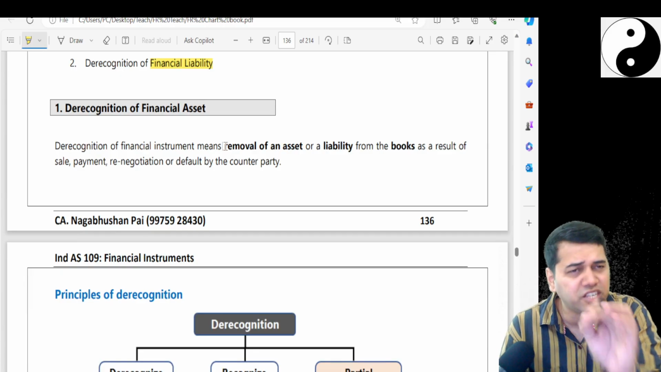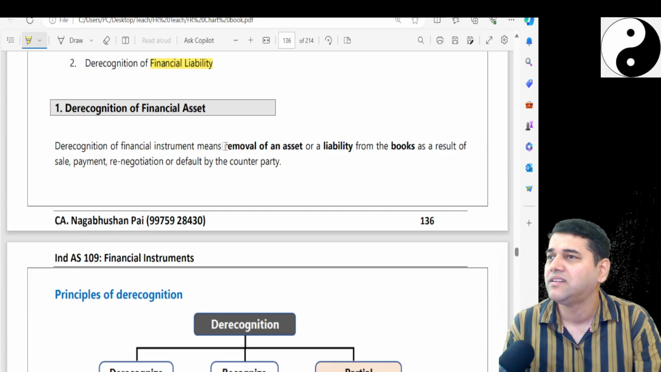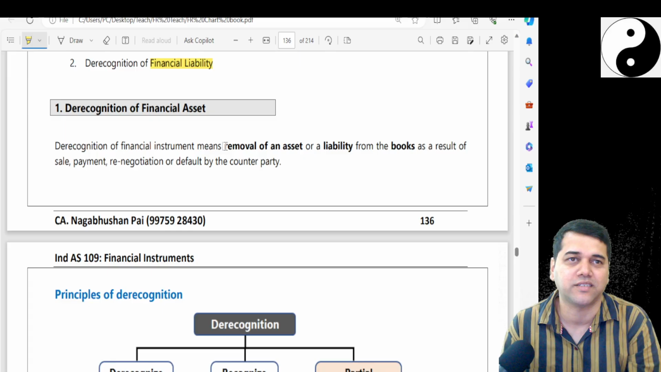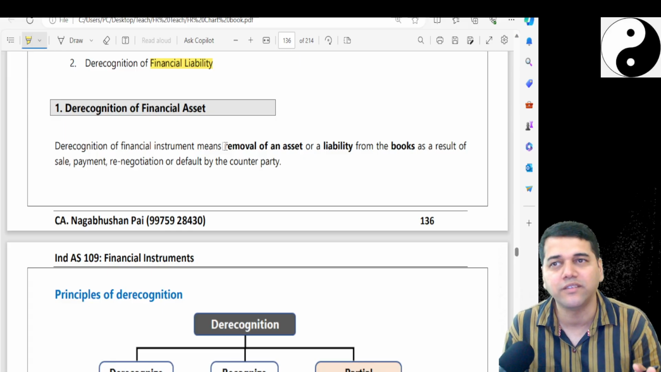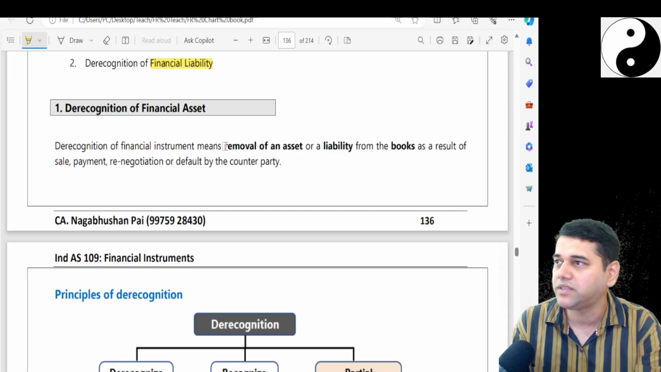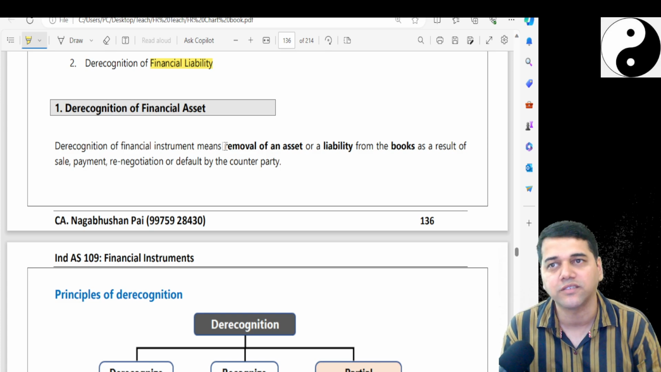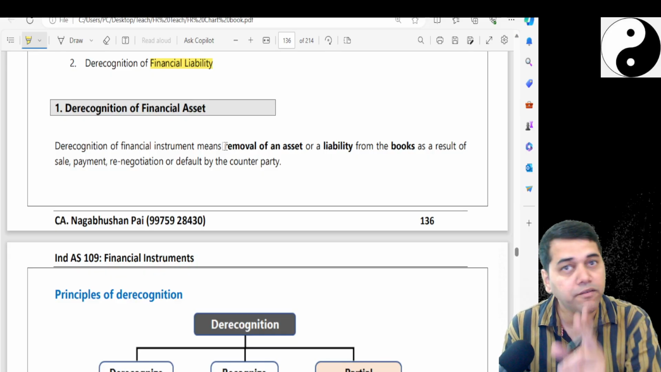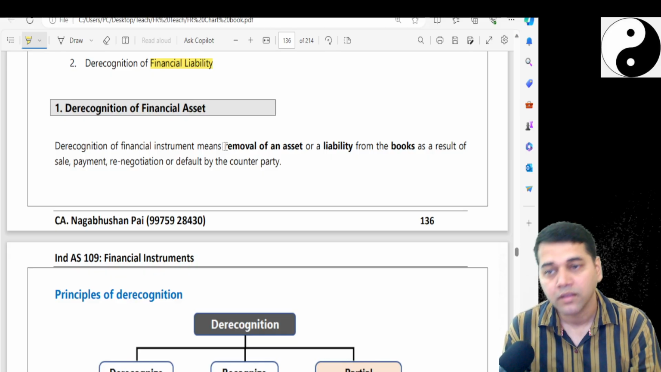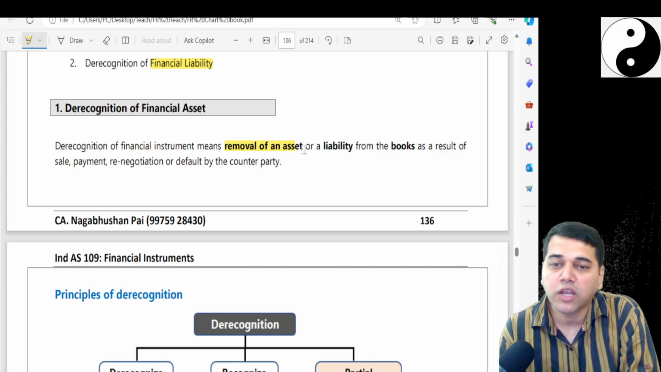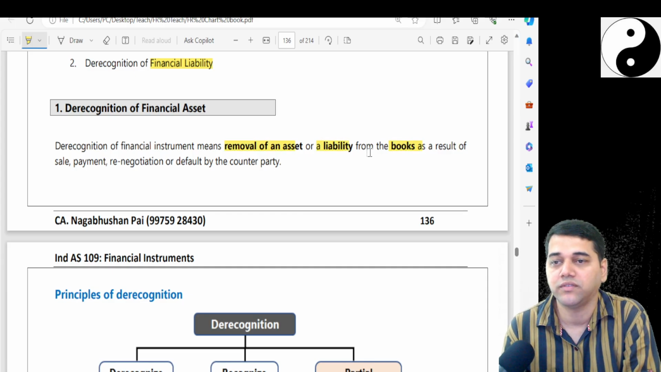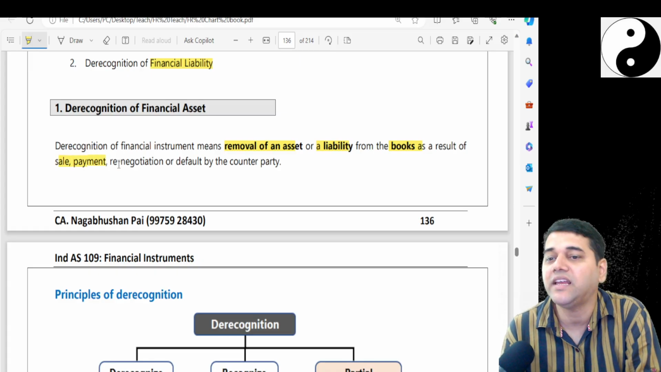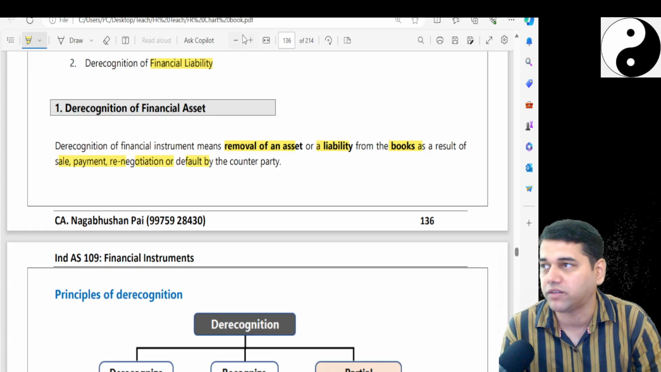You see, if it is a genuine, fair transaction, then again we don't need all this test. Your accounting entry is very simple. Debit whatever comes in, credit that financial asset, finish. But if you get into certain complex transactions, then we will not permit it to happen. It means the removal of the asset or liability from the books, say on the sale, payment, renegotiation, default, whatever it is.